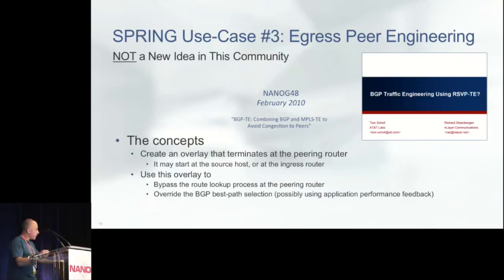So the last thing I want to talk about, the last example, is the case for egress peer engineering. That's the last Spring-spiration, and it's not a Spring-spiration at all. It has been around for years before Spring was conceived. In fact, the first reference I could find for it is from 5 years ago, coming out of this forum. Tom and Richard explained the initial concepts around egress peer engineering, which are, hey, let's bypass the forwarding decision made in our peering routers. And the reason we want to do that is because we want to override the BGP best path selection with something that we think is better.